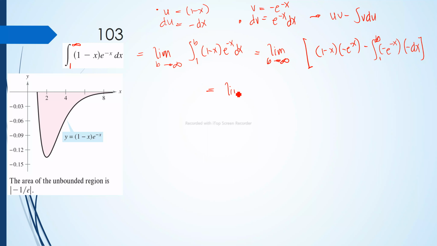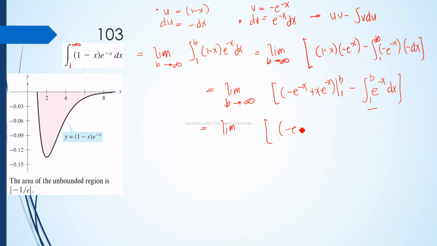So that is just equal to the limit of 1 minus x times negative e to the negative x. If we distribute, that becomes negative e to the negative x plus x times e to the negative x, to be evaluated from 1 to b, minus the other side, we have the integral of e to the negative x dx from 1 to b as b approaches positive infinity. On this side, that is just equal to the negative integral of negative e to the negative x dx, that is just equal to e to the negative x. So the integral is just equal to negative e to the negative x plus x times e to the negative x.